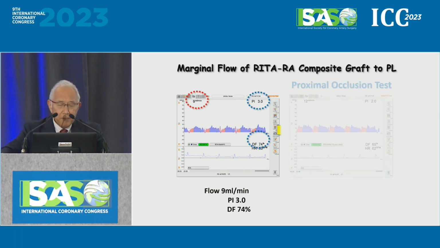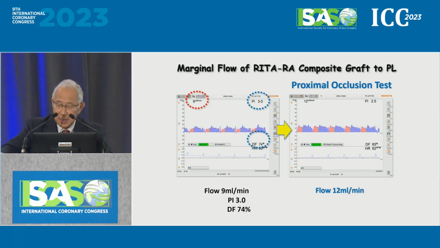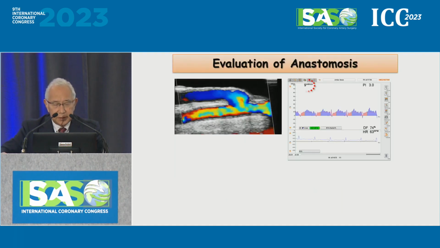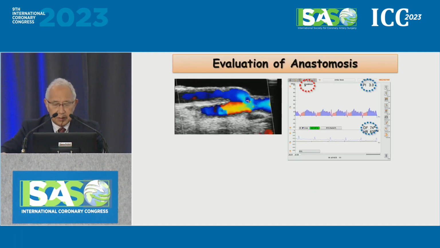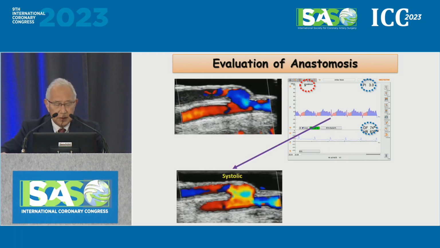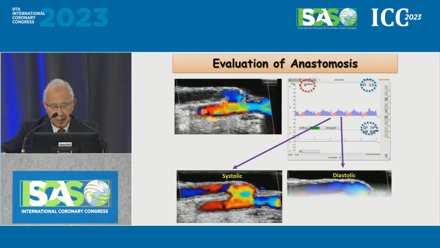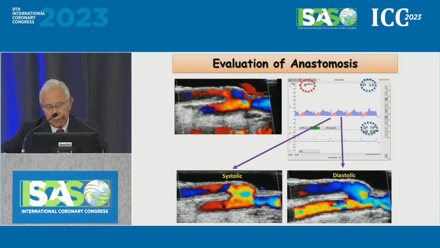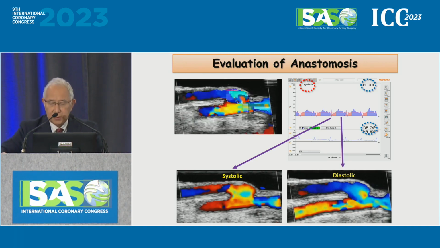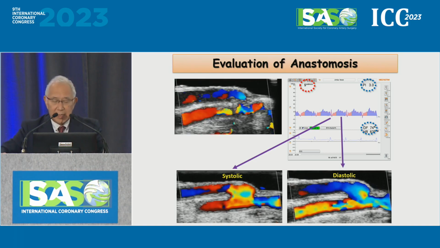So, as Dr. Keith showed, I made a proximal occlusion test. The flow increased a little bit, to 12 milliliter per minute. PI is okay, and diastolic filling 65%, but still suspect. So I did the imaging. Finally, I could find a good opening and systolic phase backflow in red and the diastolic blue flow going forward. So this is no problem, and I can leave the operating theater without doing anything.